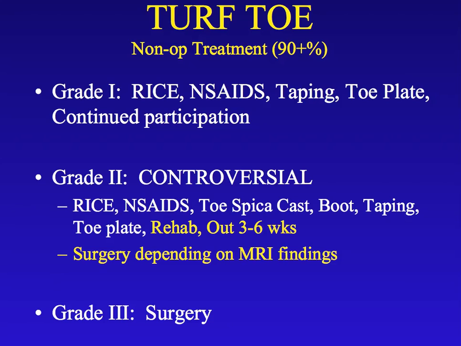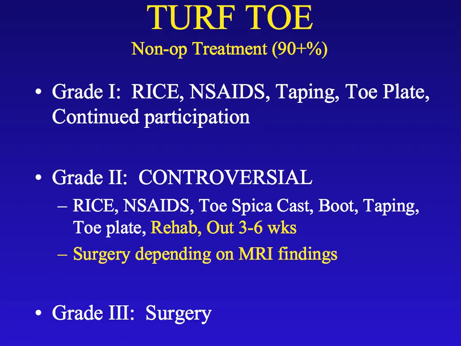The treatments for the grade 1, or the ones that are just stretched, is the classic RICE, which is rest, ice, compression, and elevation. The next thing you see there is a common set of initials that we use for aspirin-like products, which are anti-inflammatory medicines. Then taping, or a toe plate, which is a rigid piece of carbon-type fiber that sits in the shoe and does not allow the toe to be pushed upward. If their symptoms are pretty well controlled, they can return to activities as long as they're protected.